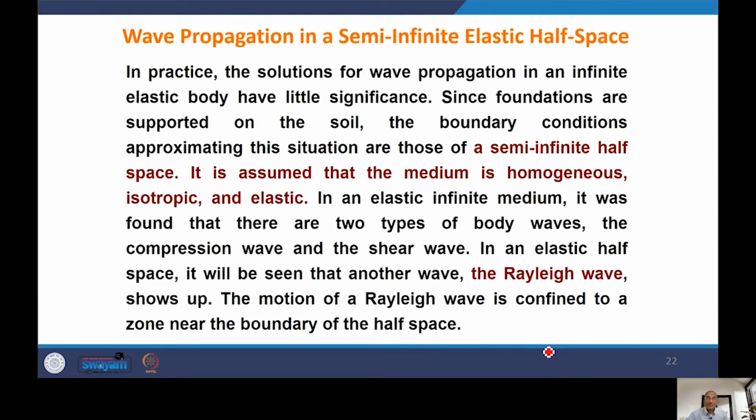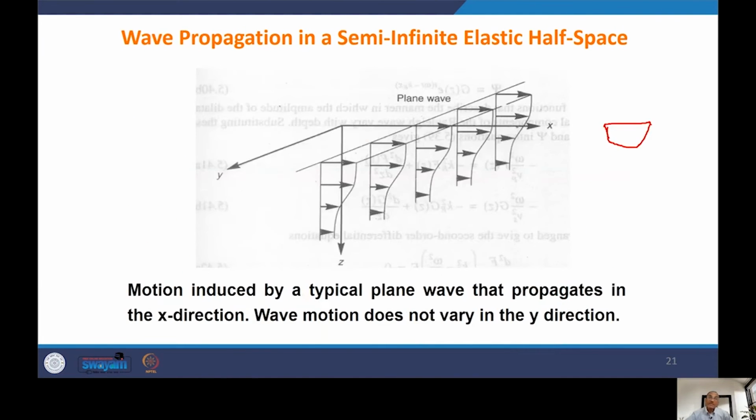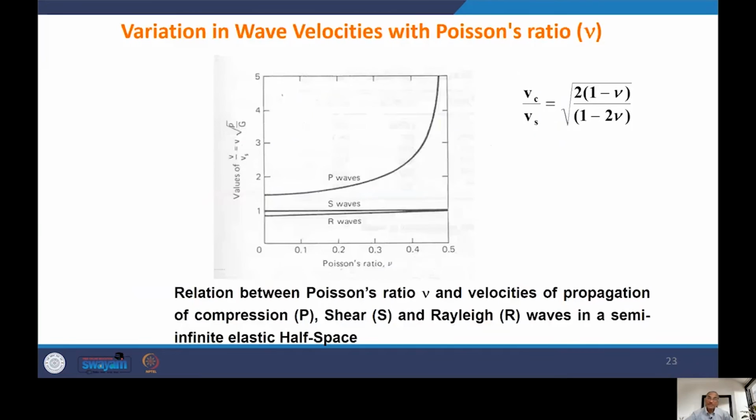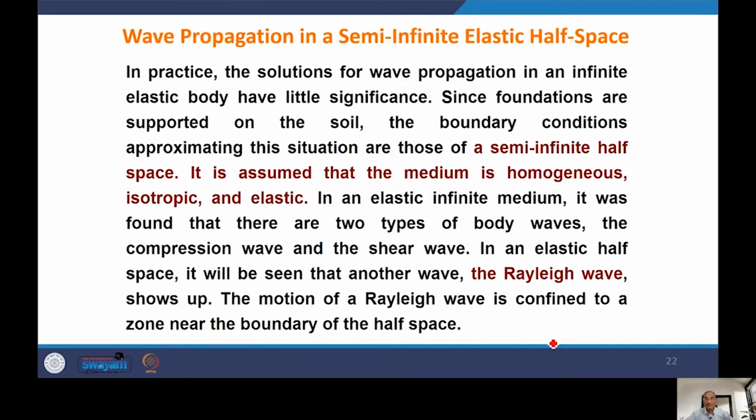You know that when we talk about earthquake waves, if you may have some background about that, there are two types of waves. One is called body wave, another is called surface wave. So P wave and S wave are the body waves, while Rayleigh wave is the surface wave. Surface waves get generated when the body waves come in contact with the surface, that is, on the ground surface.